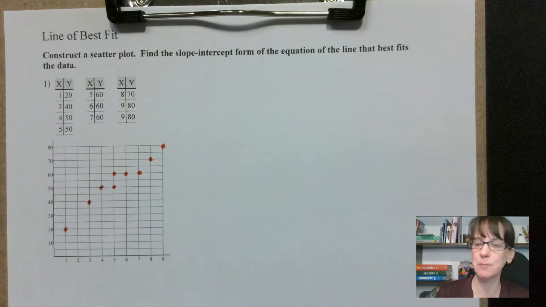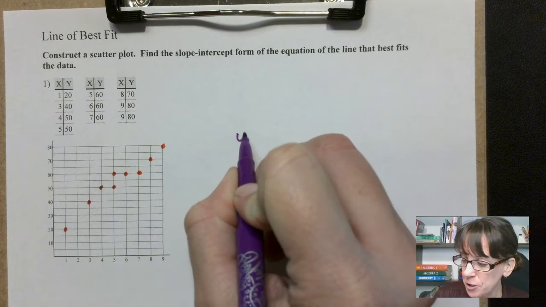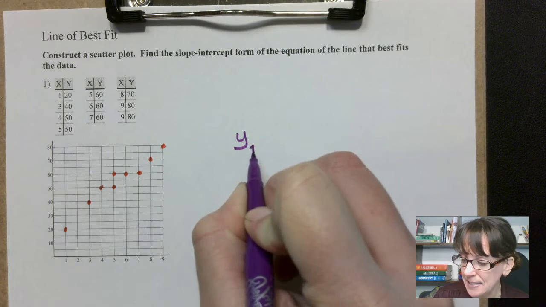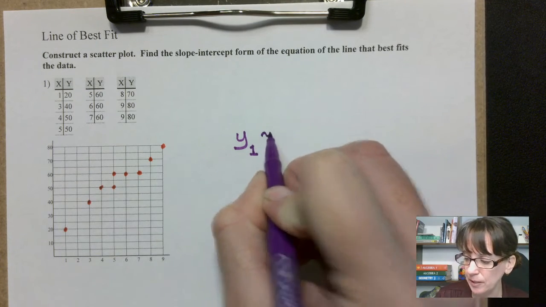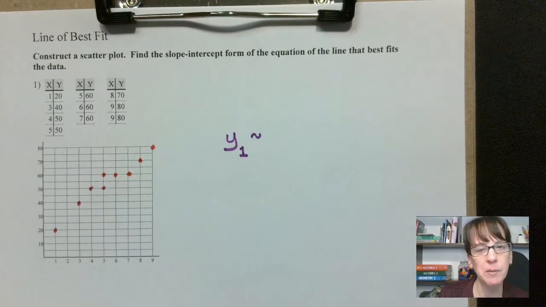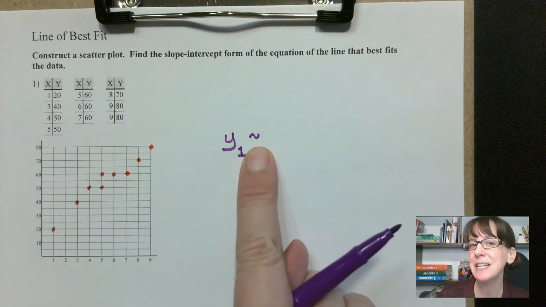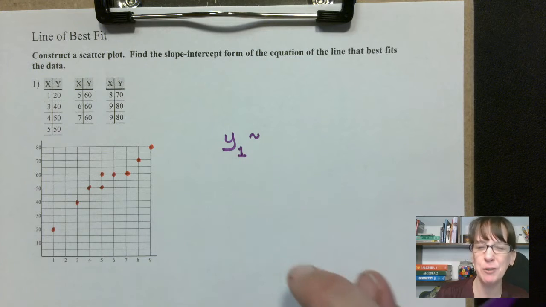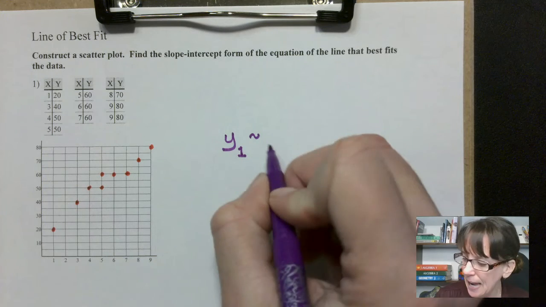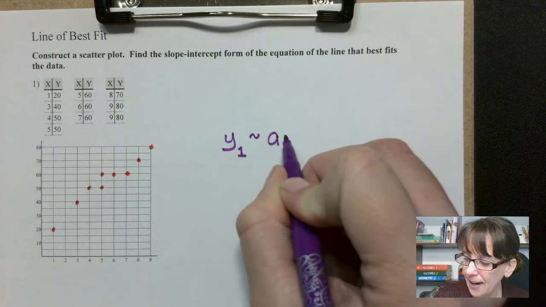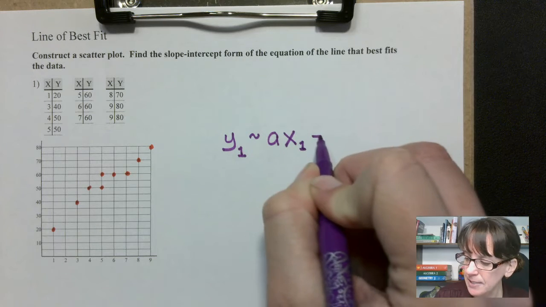Before we dive into Desmos, I want you to write this part down. It's y sub 1, and then you use this little squiggly thing. I wish I knew the official name of it, but we're going to call it the squiggly thing. It's on the left-hand side of your keyboard above your tab button all the way at the top, and then you have a x sub 1 plus b.